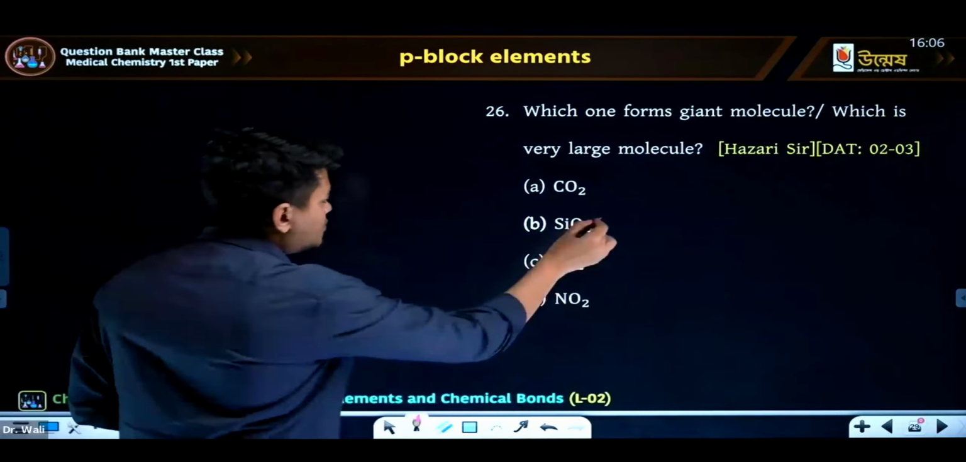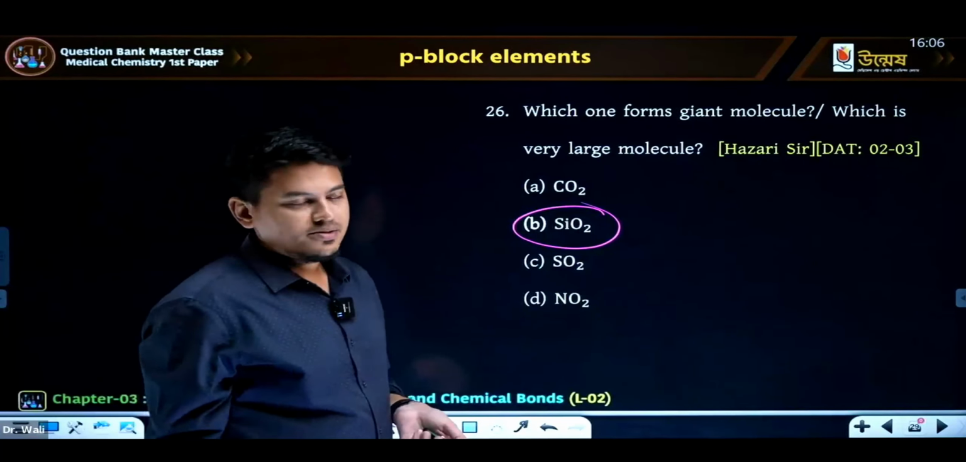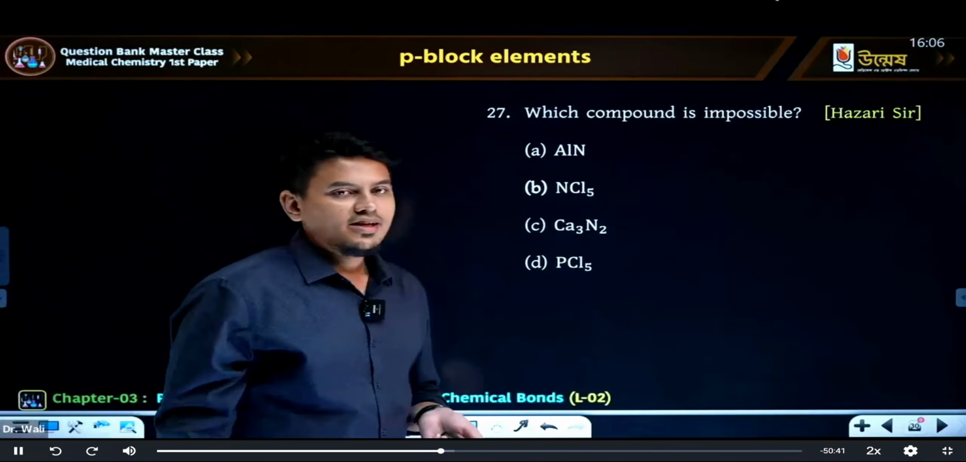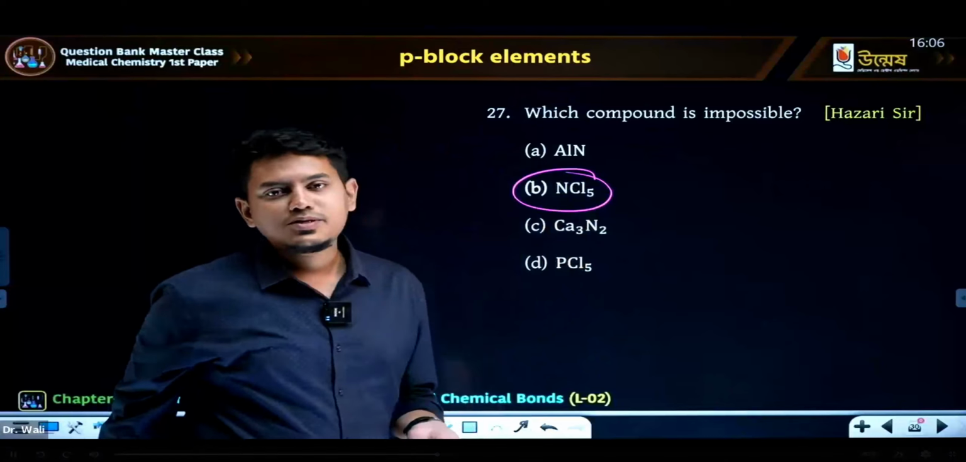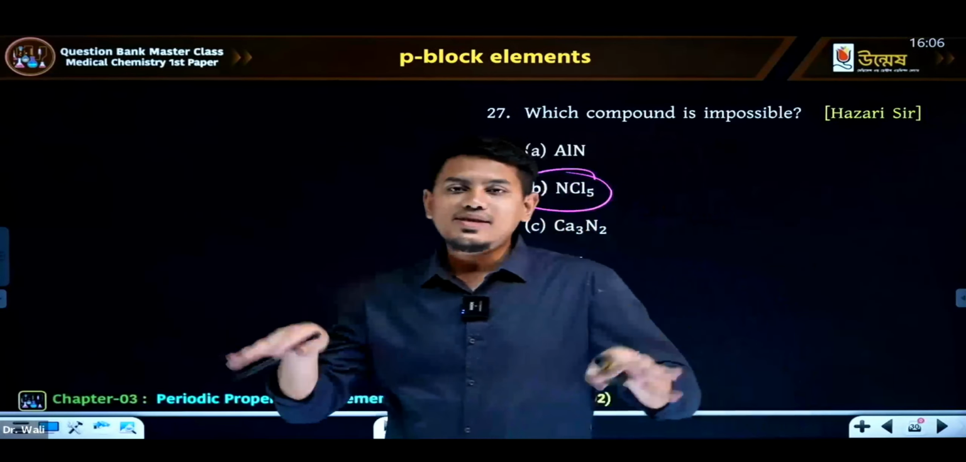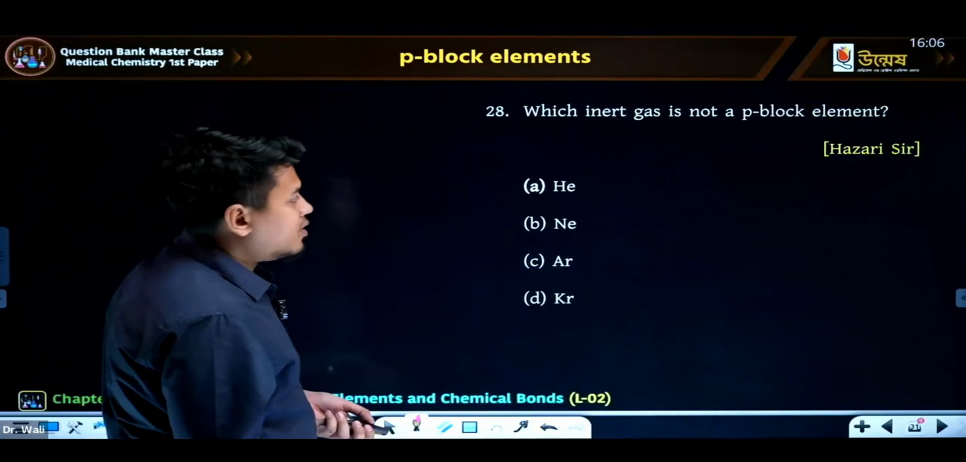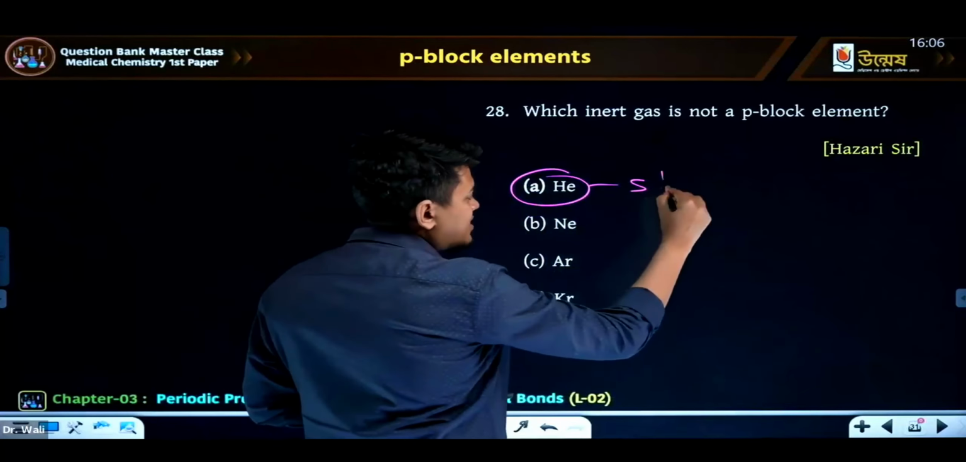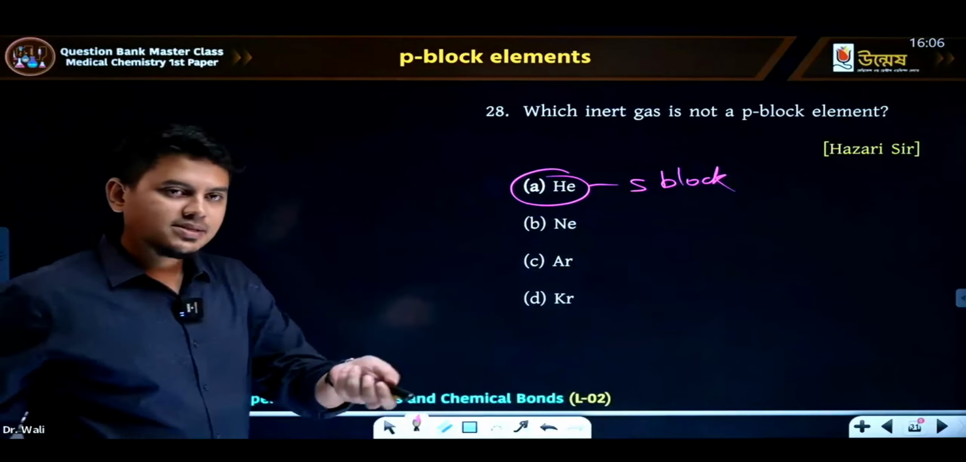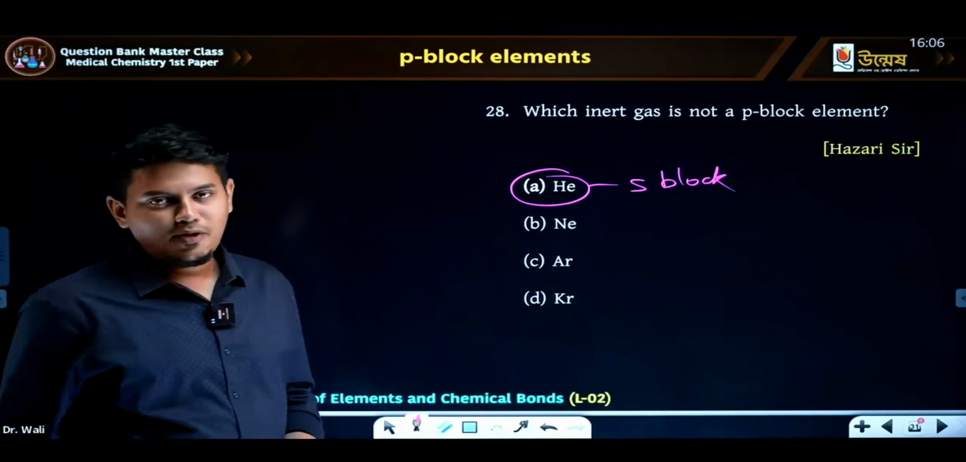Which one forms a network molecule? This was also discussed earlier. Silicon dioxide. Which compound is impossible? Nitrogen trichloride is possible, but nitrogen pentachloride is not possible because nitrogen does not have the d orbital to expand its octet. Which inert gas is not a p-block element? Helium is an s-block element. This is not a p-block element. You should remember that. Though it is placed in group 18, it belongs to the s-block due to its electronic configuration.